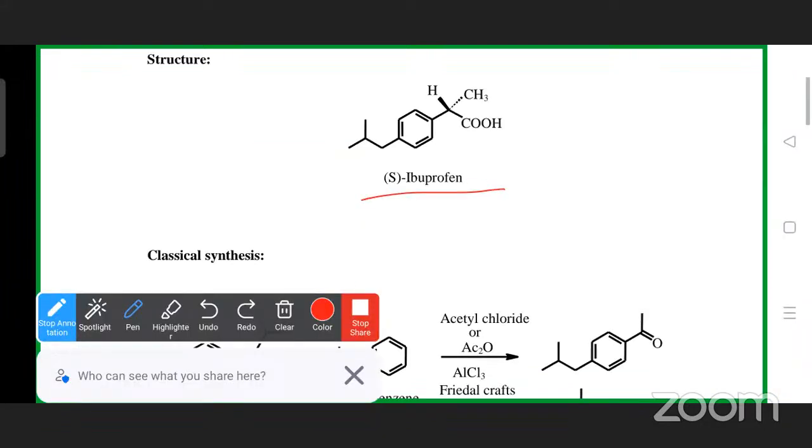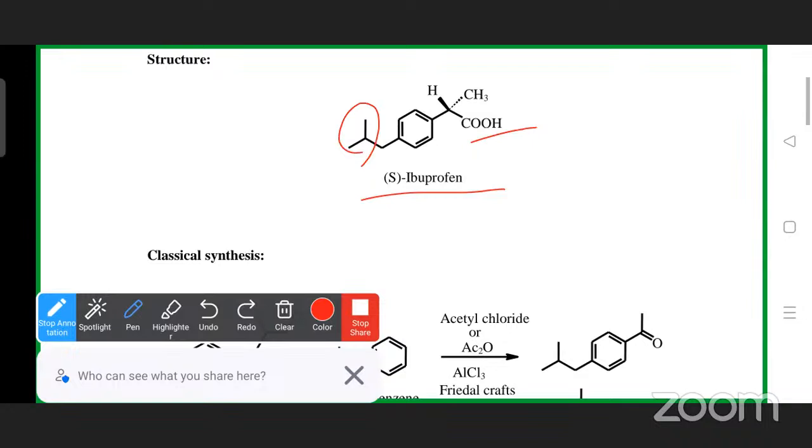And here is the structure of ibuprofen. The acid group is there, and here the isobutyl group is there, on the benzene ring. Very simple to remember this.